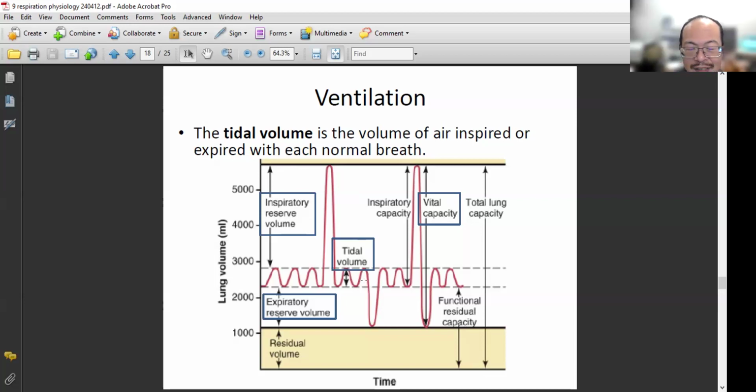Tidal volume is normal breathing, the amount of lung volume moved. And then we also have the inspiratory reserve and the expiratory reserve, so you have more room. We have some area in the lung that we can never use. You exhale, but you cannot squeeze it to the end, right? So this is called residual volume. And the total is total lung capacity. We will do this in the lab, so you will know how to see this on the machine.